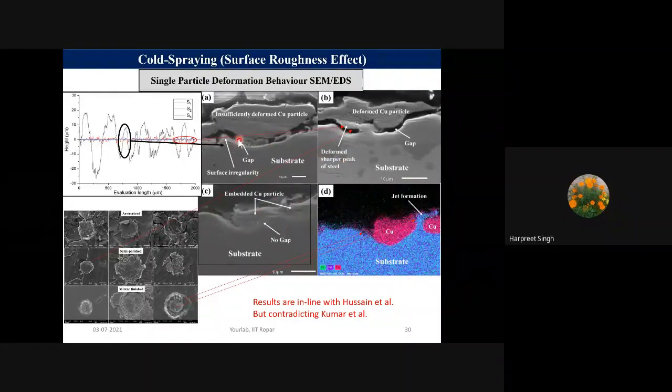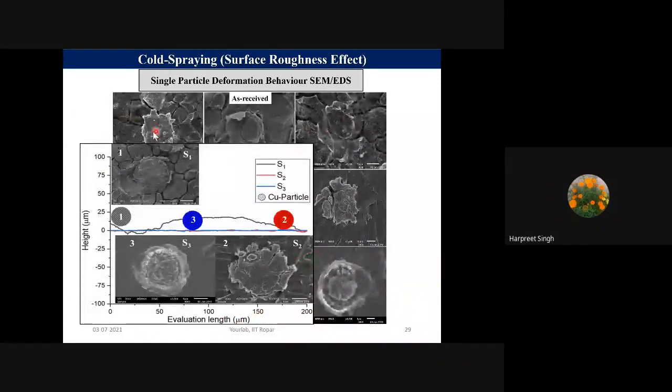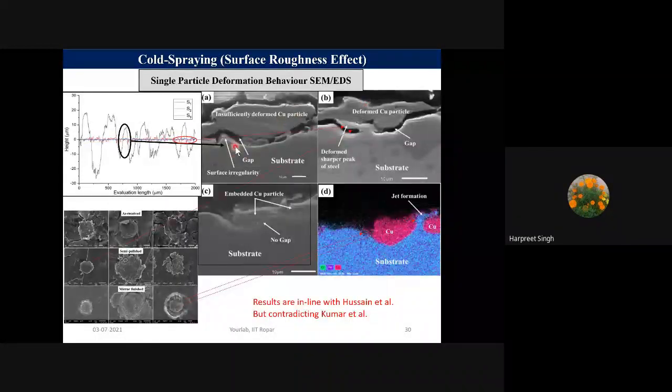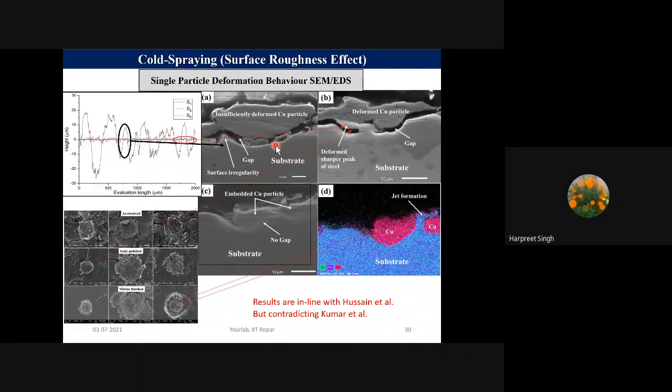In the first case, they call it insufficient deformation, a deformed copper particle. This is the copper particle, this is the substrate. This image is basically a cross-section image of these. He could see that the interface between particle and substrate was not good. There was still a gap. Although these peaks, these fragments have been deformed, still there's a gap. So what are these materials?